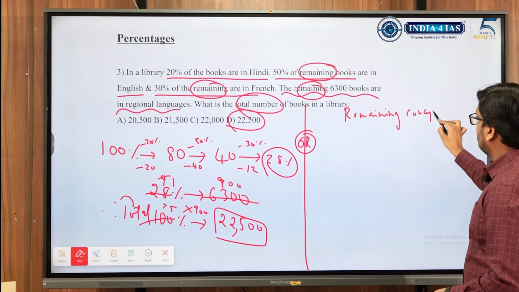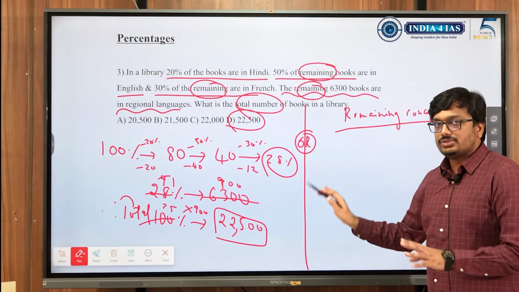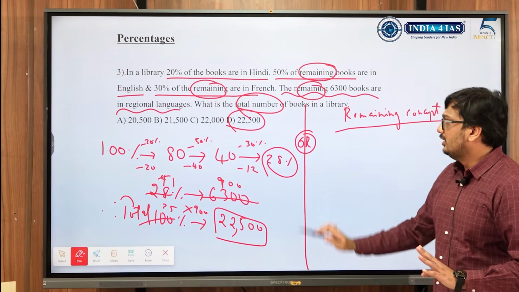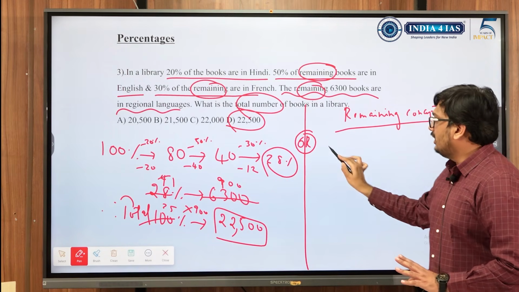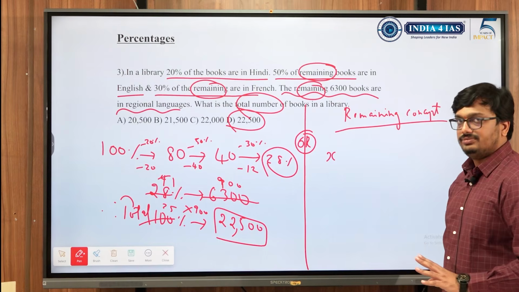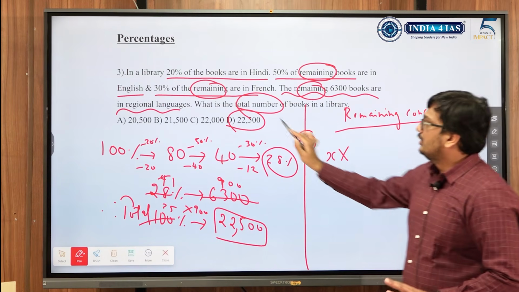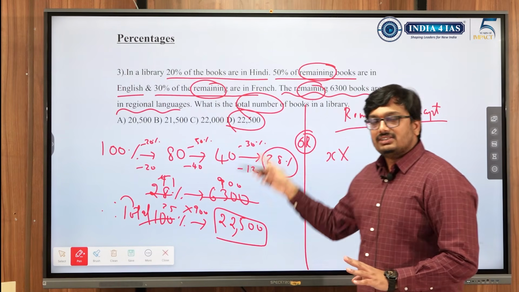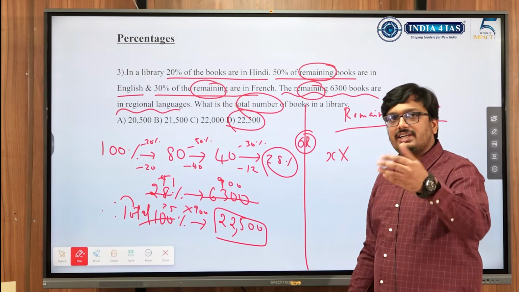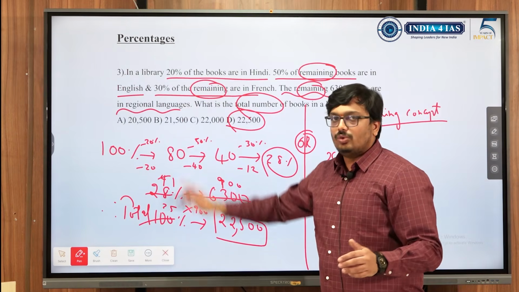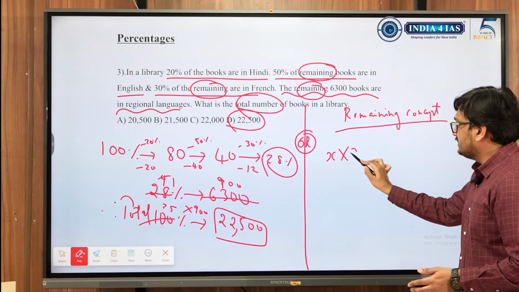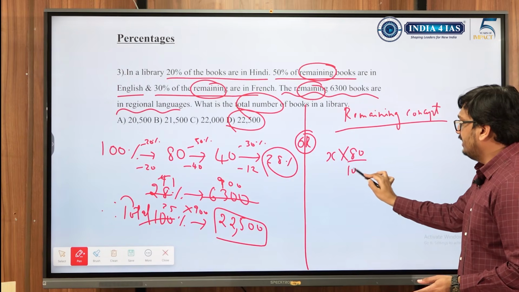Remaining concept. How to solve? We should solve this remaining concept using the X method. How? Assume the total number of books as X. In that, 20% are in Hindi. This is the remaining concept. Just write the remaining part, the remaining percentage. What is 100 minus 20? 80 percent. That is 80 by 100.